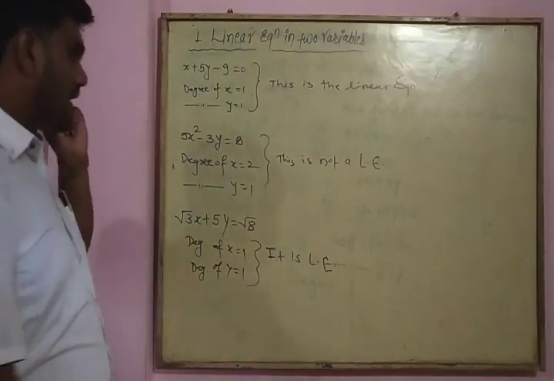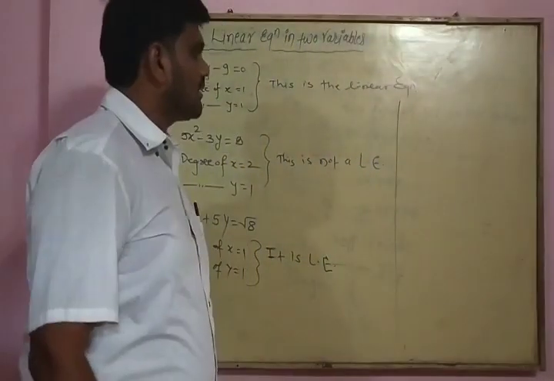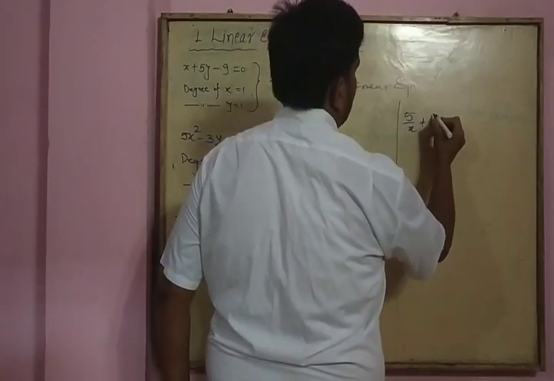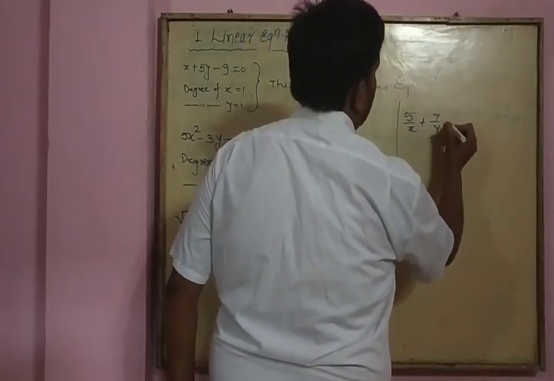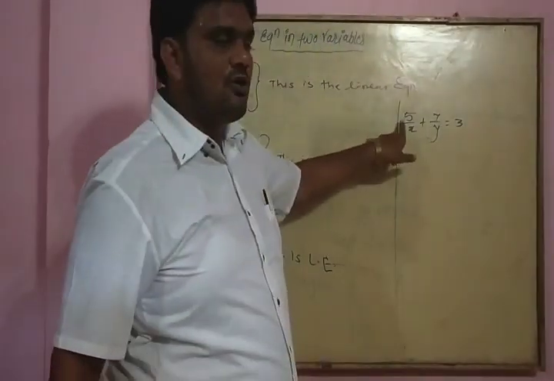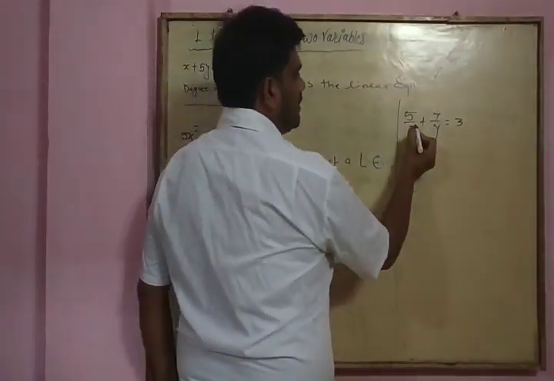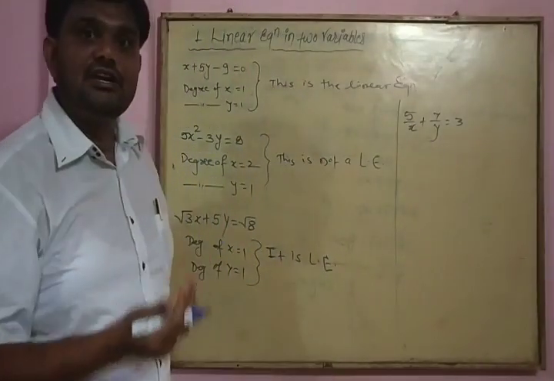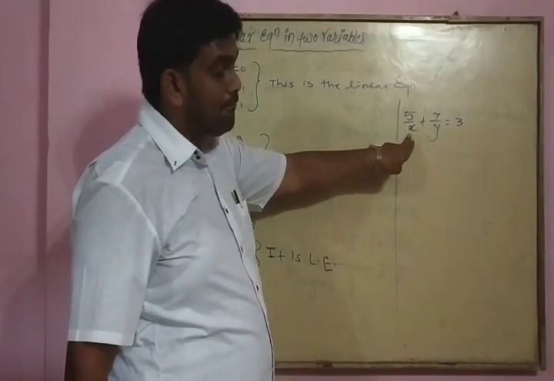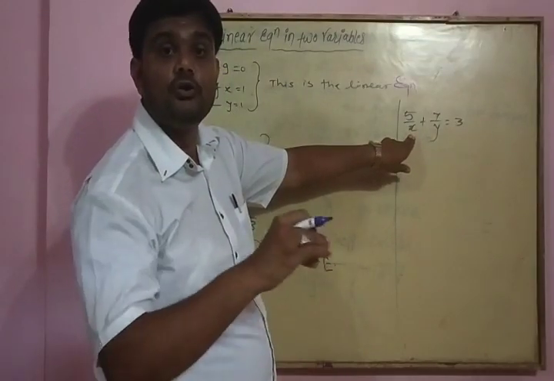Okay, now again see here, 5/x + 7/y = 3. Now the equation is 5 upon x plus 7 upon y equal to 3. See here, the variables are in a denominator. Variables are in a denominator, so the degree or power of x becomes minus 1 in a numerator.